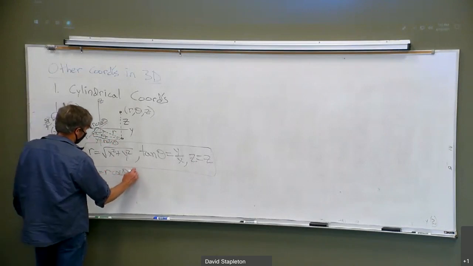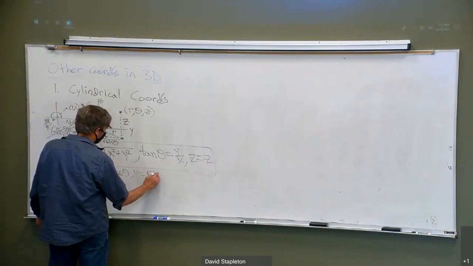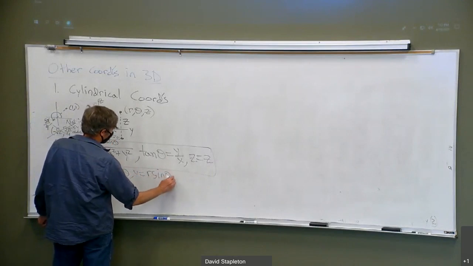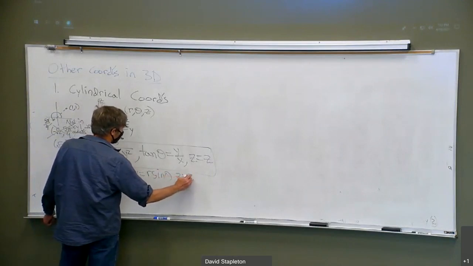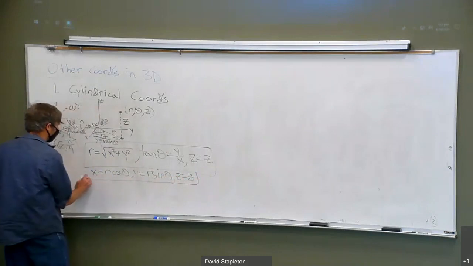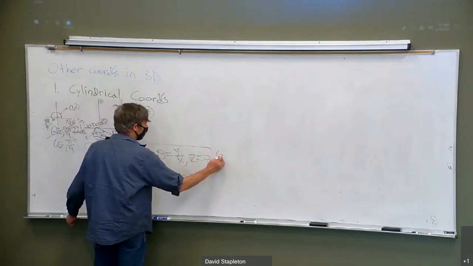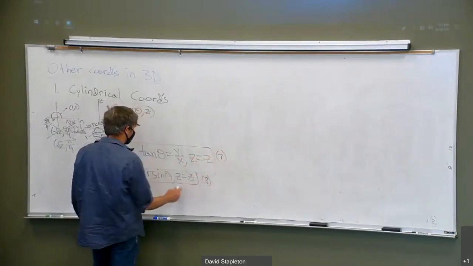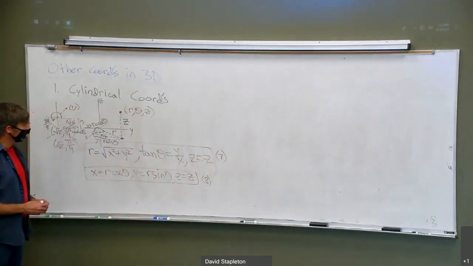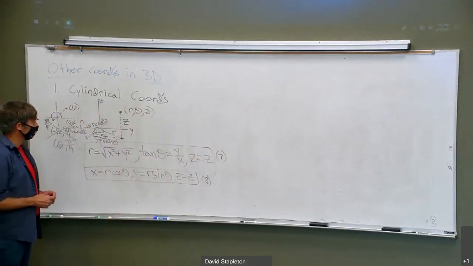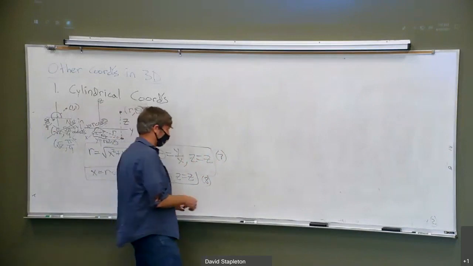x equals r cosine theta, y equals r sine theta, z equals z, converts back the other direction. We call these equations 7 and 8, which convert between cylindrical and rectangular coordinates. Pretty easy since it's polar coordinates with z.